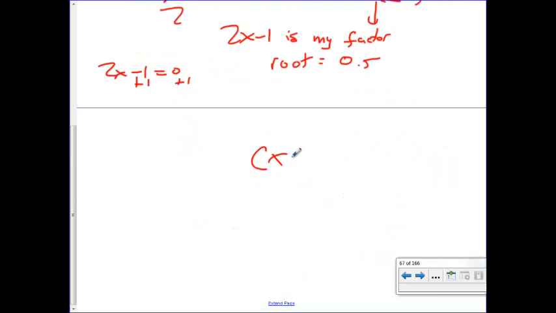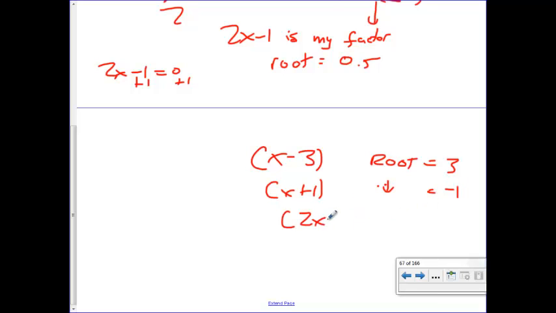Okay, let me go back to an example here. If this guy right here is the factor, the root is 3. If this guy right here is the factor, the root is -1. If this guy right here is the factor, the root is 1/2. Yeah, you have to equal 0, right? But wouldn't it be? Should it be -1/2?